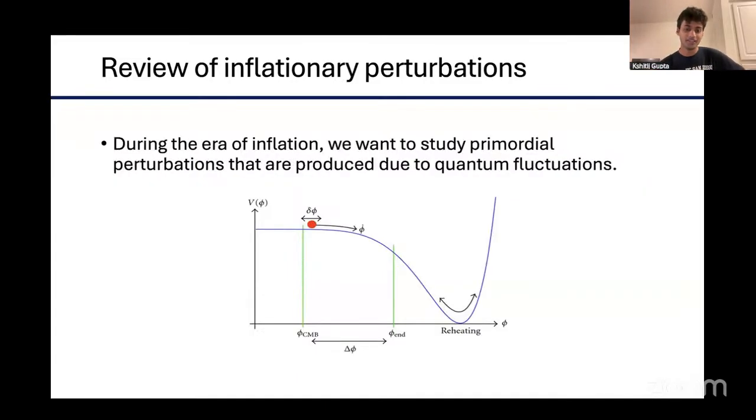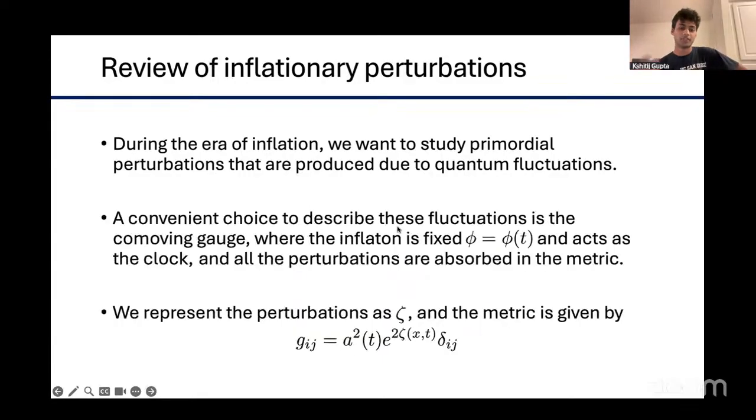Really, this ball is a quantum object. While it's rolling down the hill, it's also fluctuating. What we want to do is understand or study these primordial perturbations, which are represented by the quantum fluctuations. There are multiple gauge choices that we can make to understand these perturbations. The one we'll use in this talk is, for inflation, the gauge choice where the field phi itself is fixed and has no fluctuations. If you want to do that, you need to absorb all the perturbations into the metric.